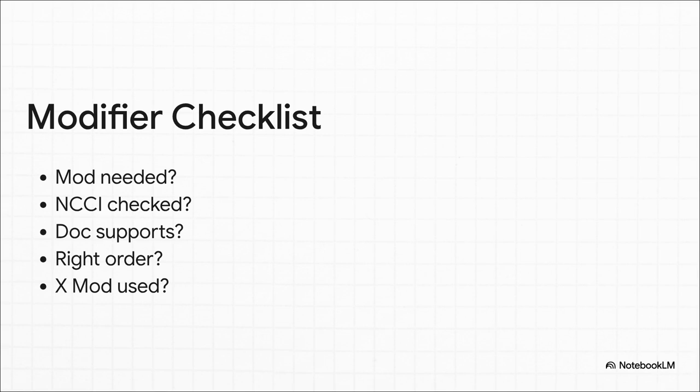So, before you hit submit, ask yourself these critical questions. Is a modifier actually necessary? Have NCCI edits been checked? Does the diagnosis code support medical necessity? Are the modifiers in the correct order per pair rules? And most importantly, have you selected a specific X modifier? I'm talking XE, XS, XP, or XU, instead of just defaulting to the highly audited generic modifier 59. Running through this list is, hands down, your absolute best defense against audits and rejections.